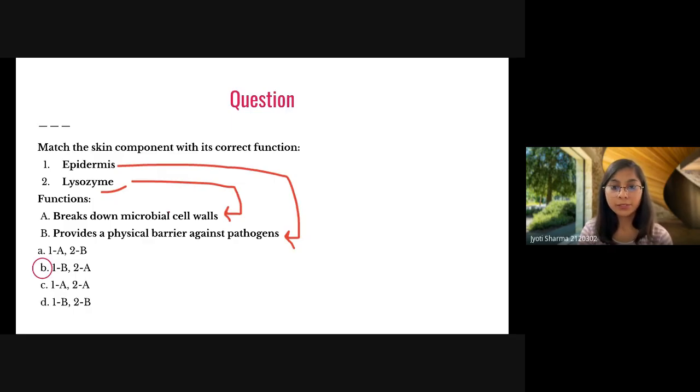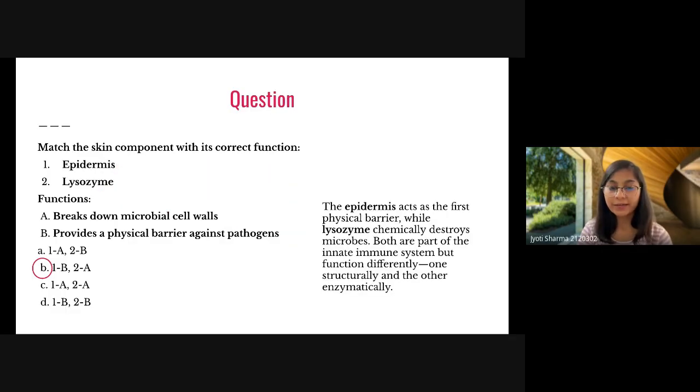Okay, coming to the next question, but before that, you can read here. The epidermis acts as the first physical barrier, while lysosome chemically destroys microbes. Both are part of the innate immune system. Innate immune system means the immune system that we already have, but they function differently, one structurally and the other enzymatically. Epidermis is a kind of structure, so it provides us protection structurally, but lysosome is an enzyme, so it protects us from bacterial infection enzymatically.